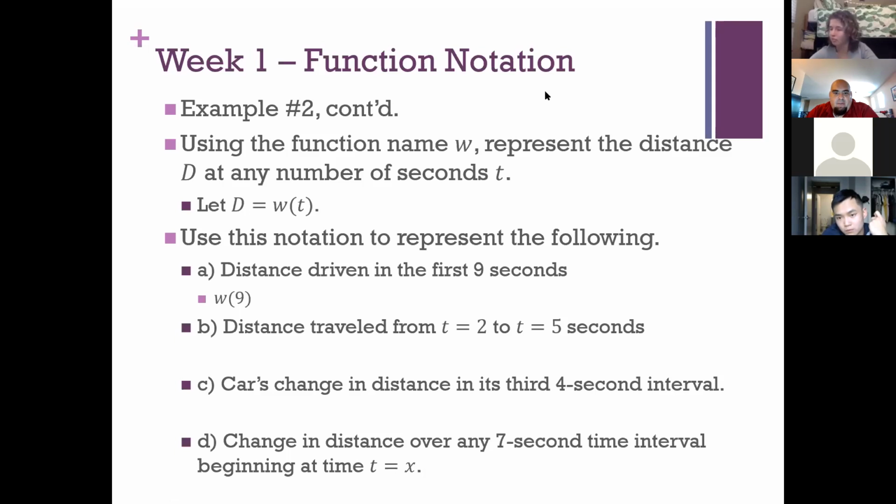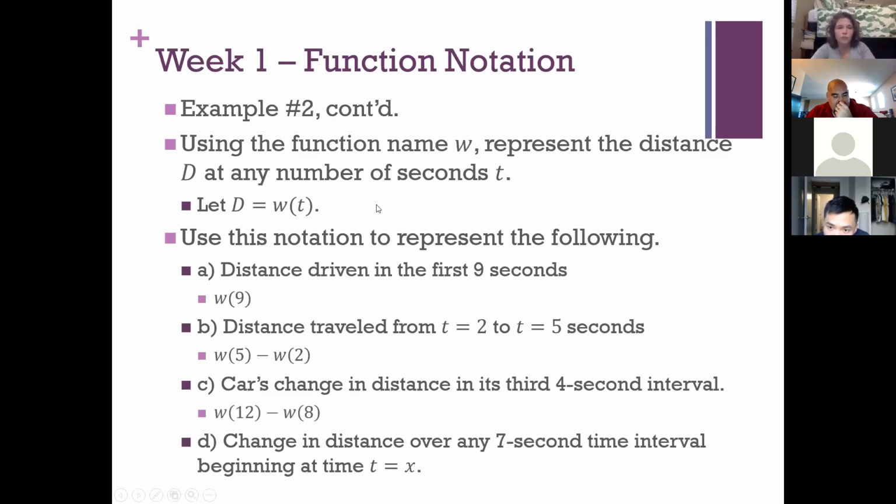Okay, I'm seeing another vote for W of 5 minus W of 2. Good, so W of 5 minus W of 2. And then the car's change in distance in its third 4-second interval. W of 12 minus W of 8. Okay, I have a vote for W of 12 minus W of 8. Ash agrees. Jonathan agrees. I think we're good. So W of 12 minus W of 8.